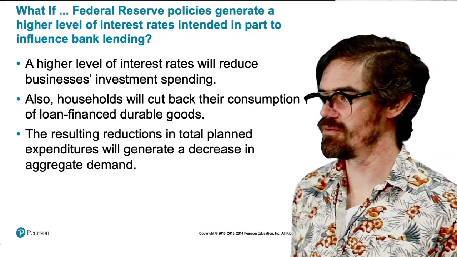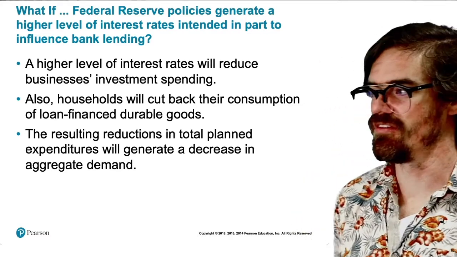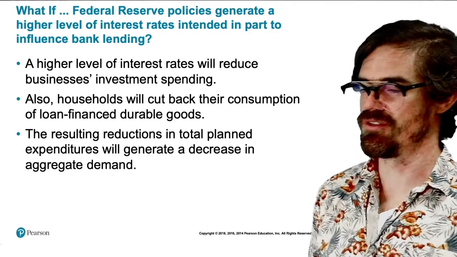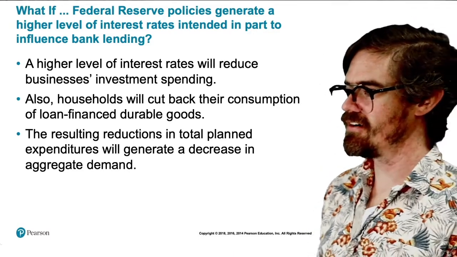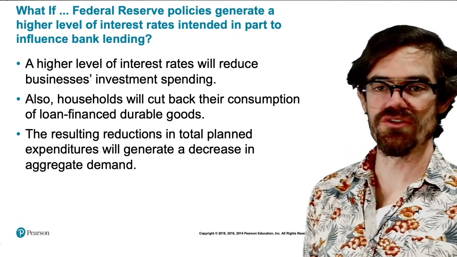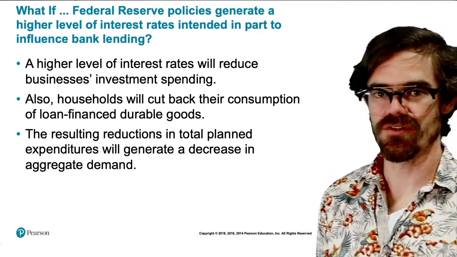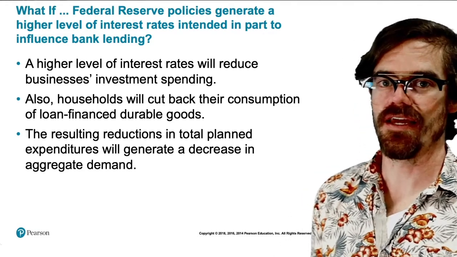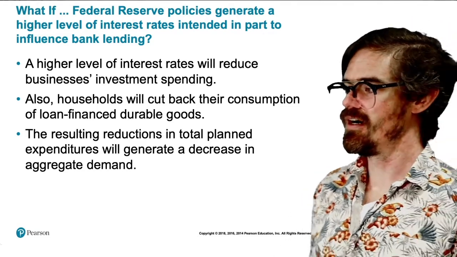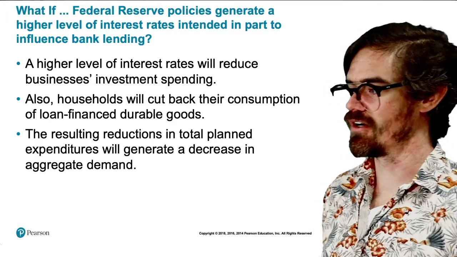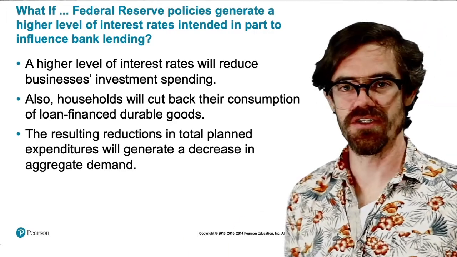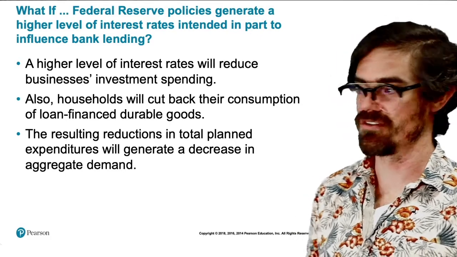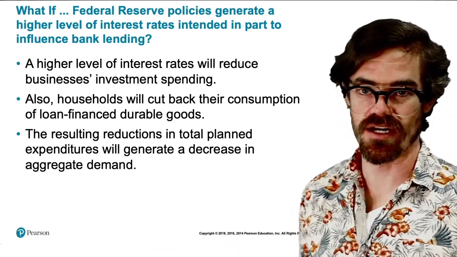Now, what if the Federal Reserve policies generate a higher level of interest rate intended in part to influence bank lending? So a higher level of interest rate will reduce business investment spending, right? If it's more expensive to borrow money, businesses aren't going to make as many investments. And on top of that, households are going to cut back on their consumption of things that they borrow money for. So things like cars and houses, right?